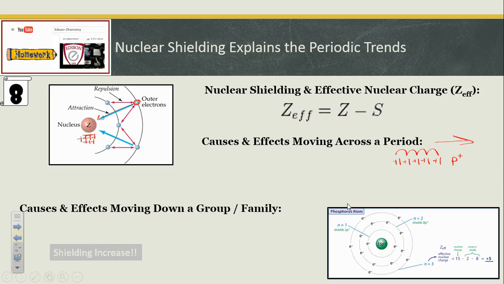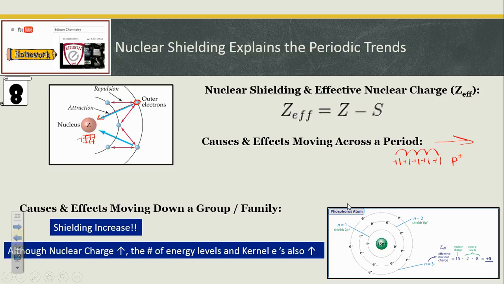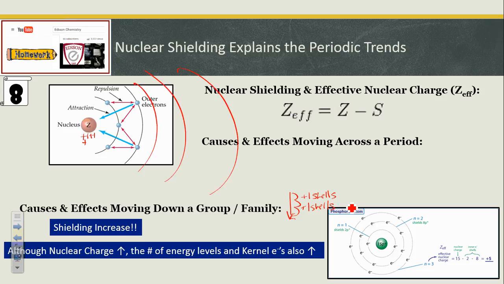So if we go down a family or a group, yes, we are adding more protons, but we're also adding more shells of electrons. So as we go down a group, we're adding shells. One more shell, okay? So the electron shells, there's more and more and more. You're adding layers to the onion. So shielding decreases. While the protons might be increasing, you're also adding more and more shells of electrons.